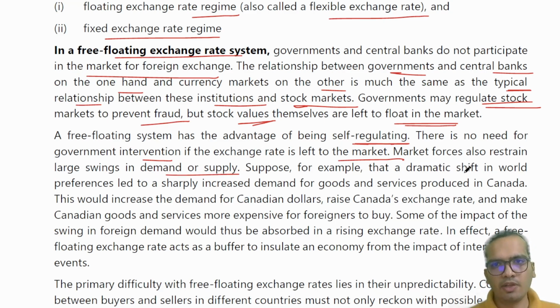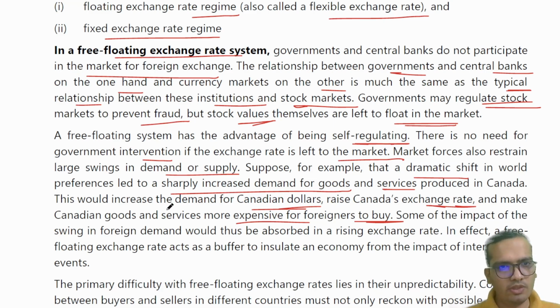Suppose, for example, there is a dramatic shift in world preference leading to a sharp increase in demand for goods and services produced in Canada. This will increase the demand for Canadian dollars, raise the Canadian exchange rate, and make Canadian goods and services more expensive for foreigners to buy. Some of the impact of the swing in foreign demand would thus be absorbed in rising exchange rates. In effect, a free floating exchange rate acts as a buffer to insulate an economy from the impact of international events.